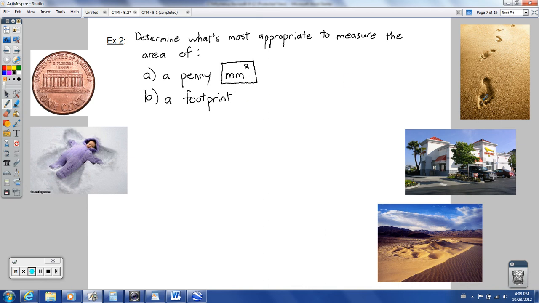But a footprint, I think what would be best for that would be not millimeters squared. I think that'd be a little too small. You could measure things in centimeters squared here. So centimeters squared for a footprint. Part C, how about this?